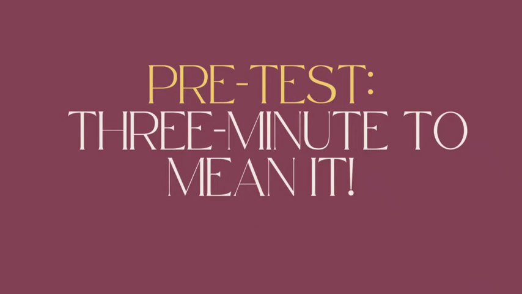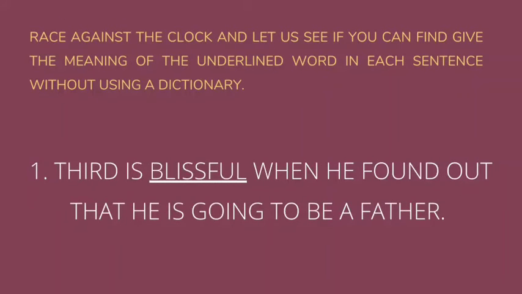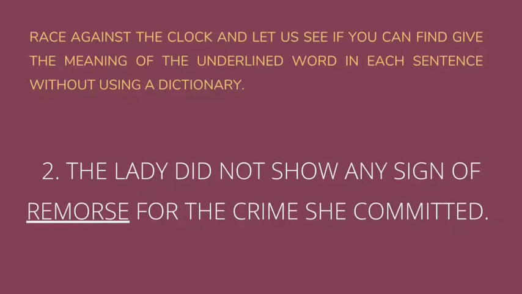Pre-test, 2 minutes. Race against the clock and let us see if you can find or give the meaning of the underlined word in each sentence. Number 1, Third is blissful when he found out that he is going to be a father. Number 2, the lady did not show any sign of remorse for the crime she committed.